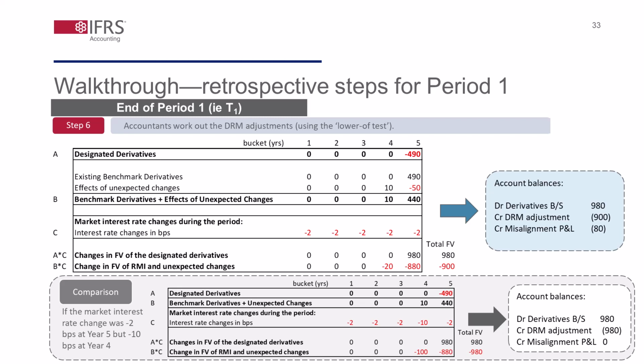In our example, assume there was a 2 basis point parallel shift in the market interest rate during the period. The designated derivative would have a fair value change of currency unit 980, while the fair value change from the risk mitigation intention and unexpected change is currency unit minus 900. As a result, the accounting balance would be debit derivative balance sheet 980, credit DRM adjustment 900, and credit misalignment P&L 80.